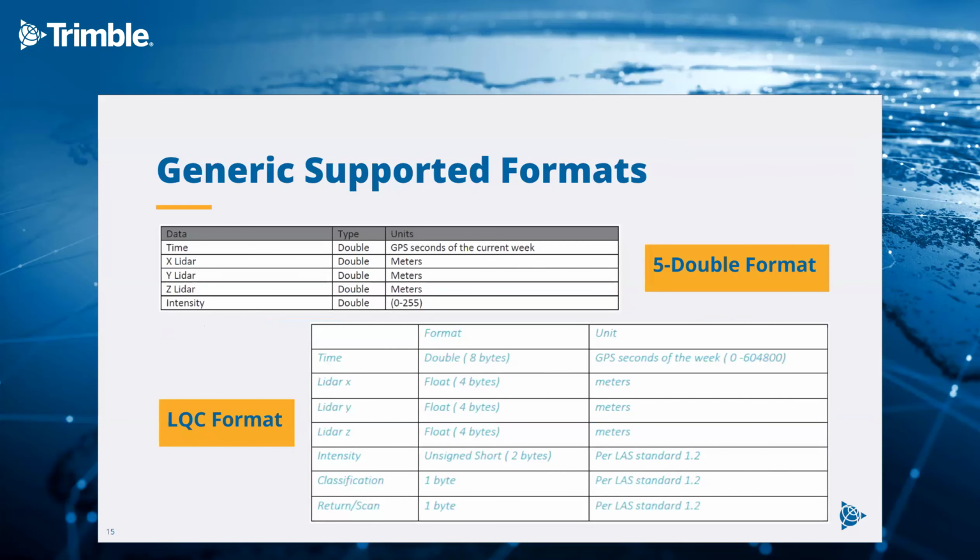So here are the formats that we support. I said the 5-double format; the minimum information really is the time information, then the X, Y, and Z distance from the LiDAR in its own native frame, and intensity information. The LQC format is the second one that we support. It has just a couple more fields, such as classification, or return and scan information. We do have good documentation about those formats for users who need to write a converter.